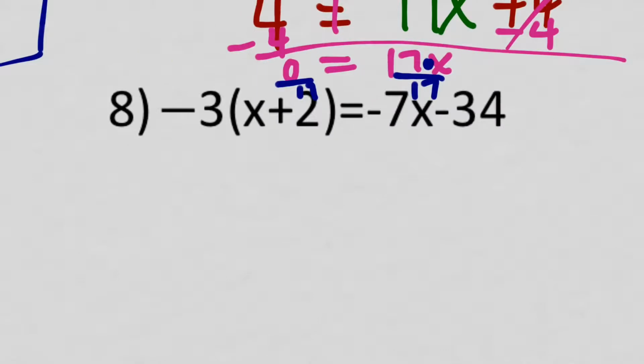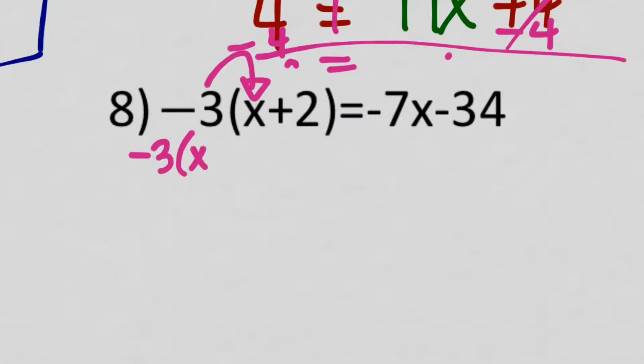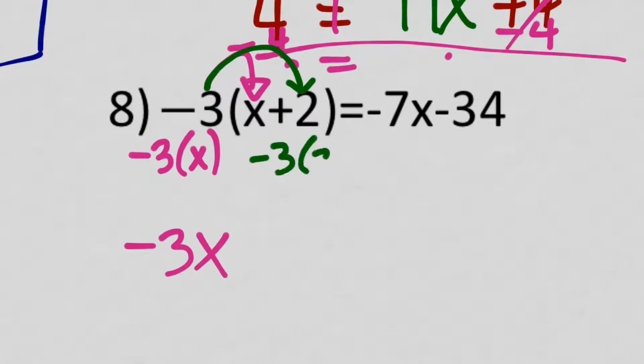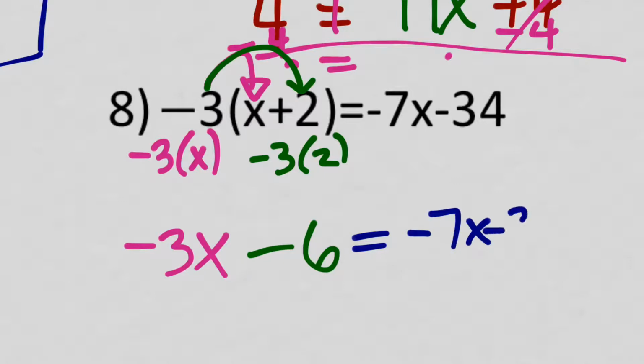Question number 8. I have to use distributive property. So negative 3 times x is equal to negative 3x. And then I have negative 3 again times positive 2, which will give me negative 6, because a negative times a positive is a negative. Rewrite the rest of your problem.